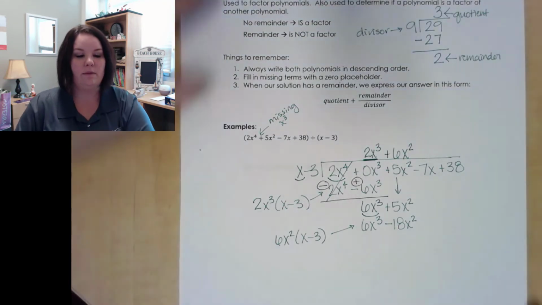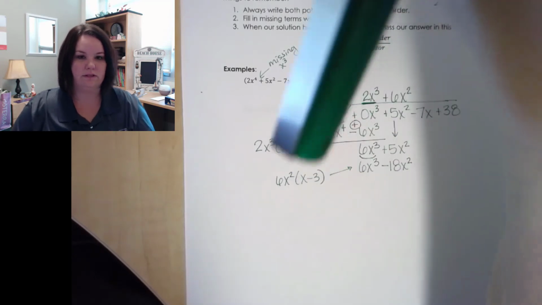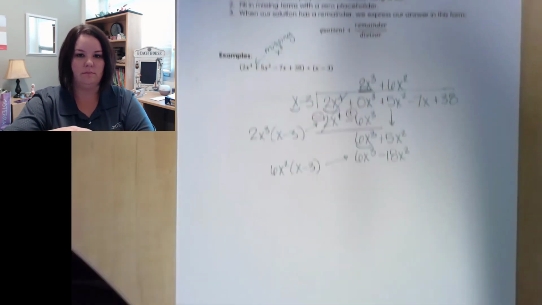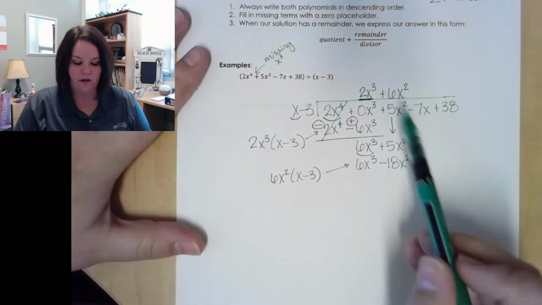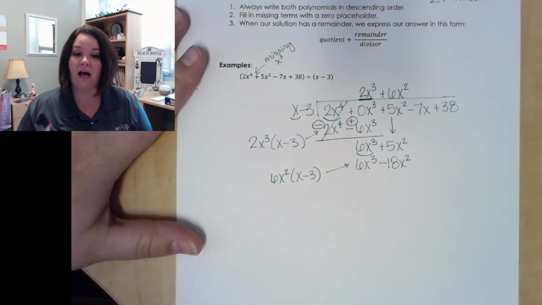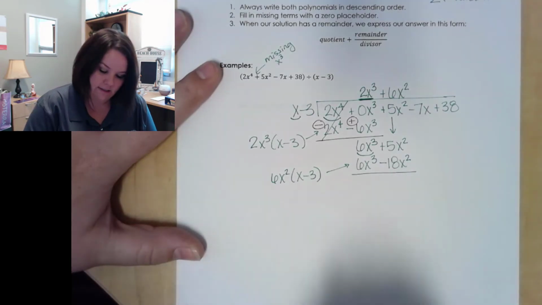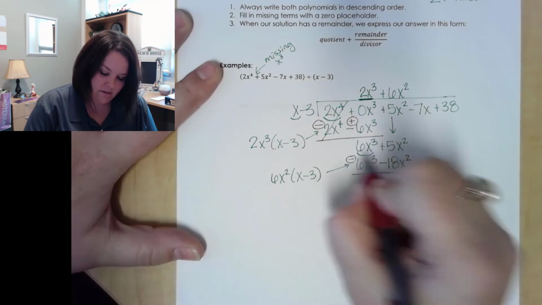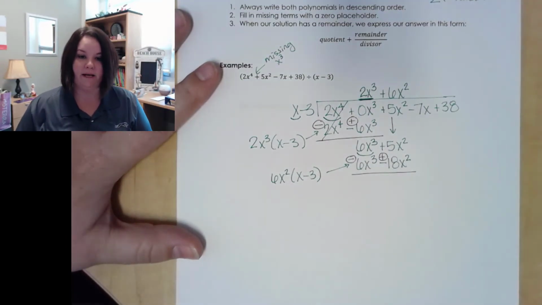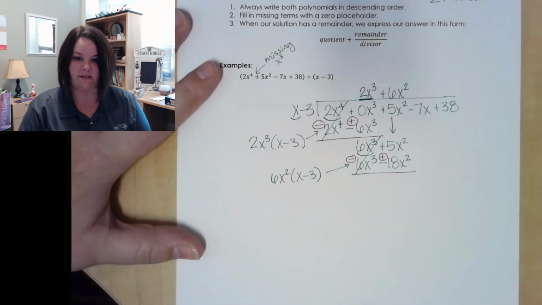Okay, and then remember what we do, let me move this a little bit, once we have distributed and written it below, we're going to subtract. Or for us, we're going to draw our line and change our signs. So the first one becomes negative, this one becomes positive, okay? And then we combine straight down. Notice our leading terms are opposites, so they cancel out.